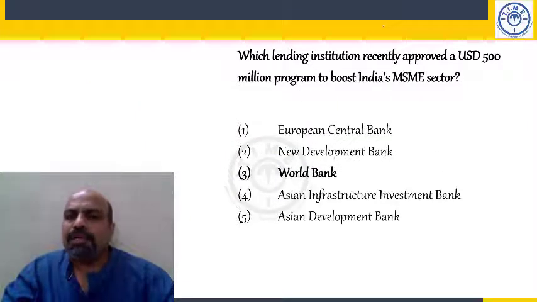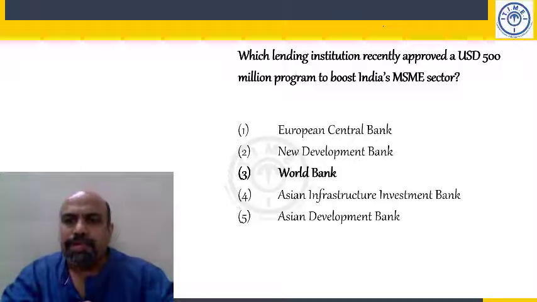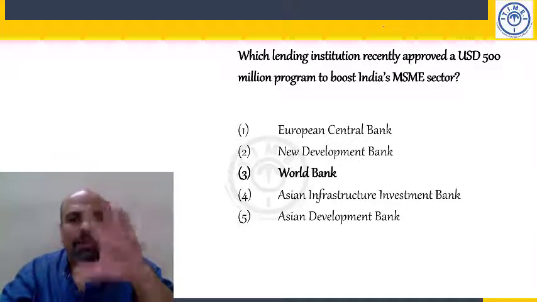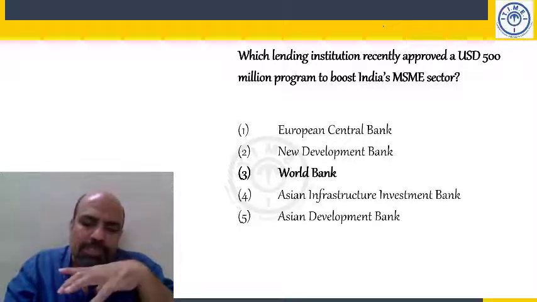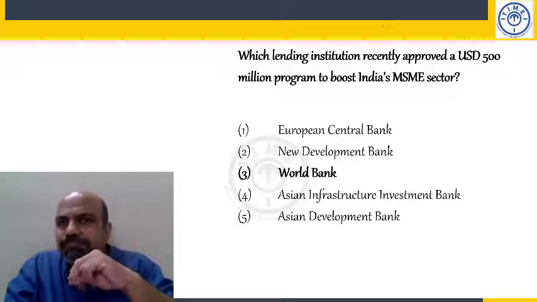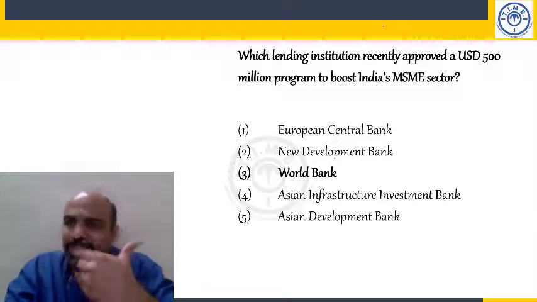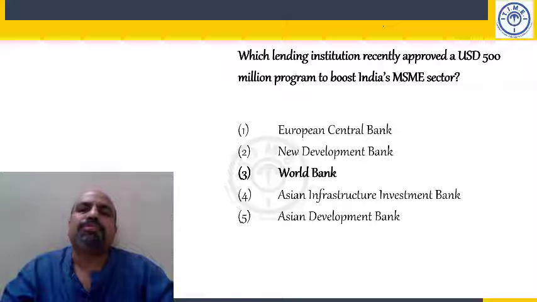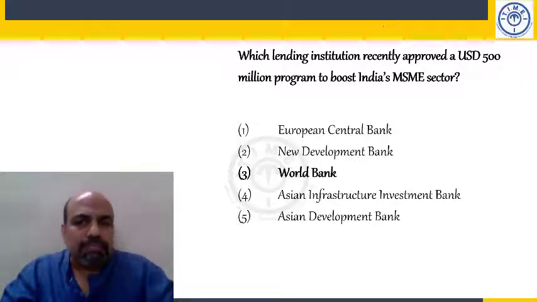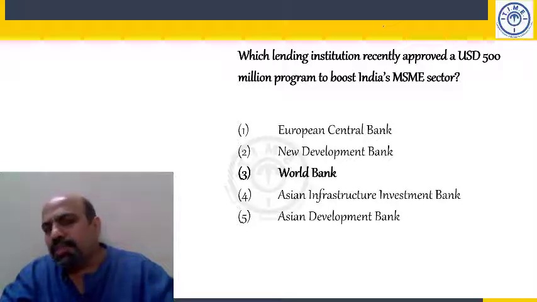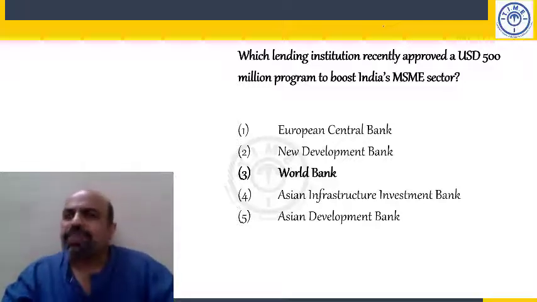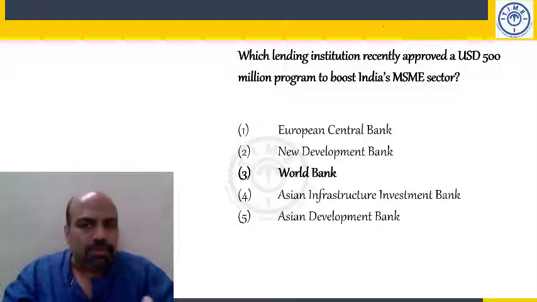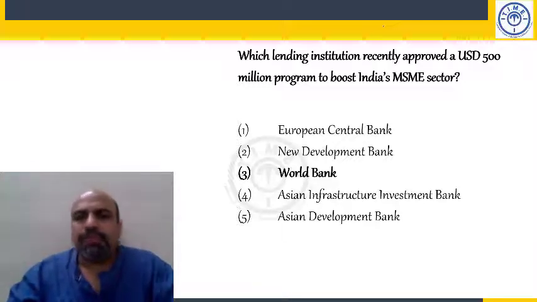Which lending institution recently approved a $500 million program to boost India's micro, small and medium enterprises sector? Next session, maybe I'll bring in a little about MSME definitions. I also remember that in one of the sessions I had told you I would discuss the genocide in Rwanda. I will, if not the next session, next week. Which lending institution approved the $500 million program to boost India's MSME sector? The World Bank, because the COVID pandemic has deeply, negatively impacted the MSME sector in India. Apart from the government of India's help, the World Bank has also jumped in with its own fund. We know about the World Bank, so let's do something else.